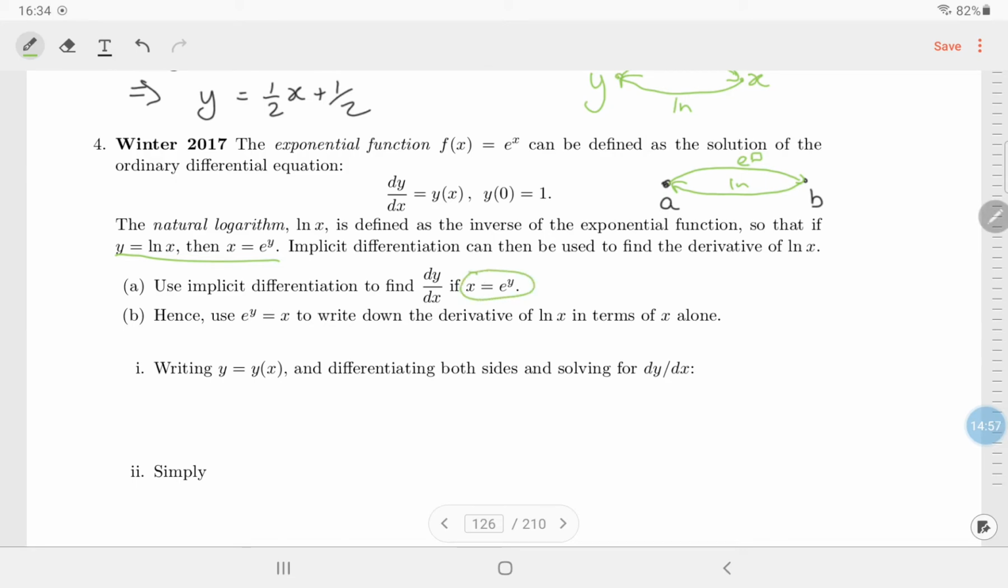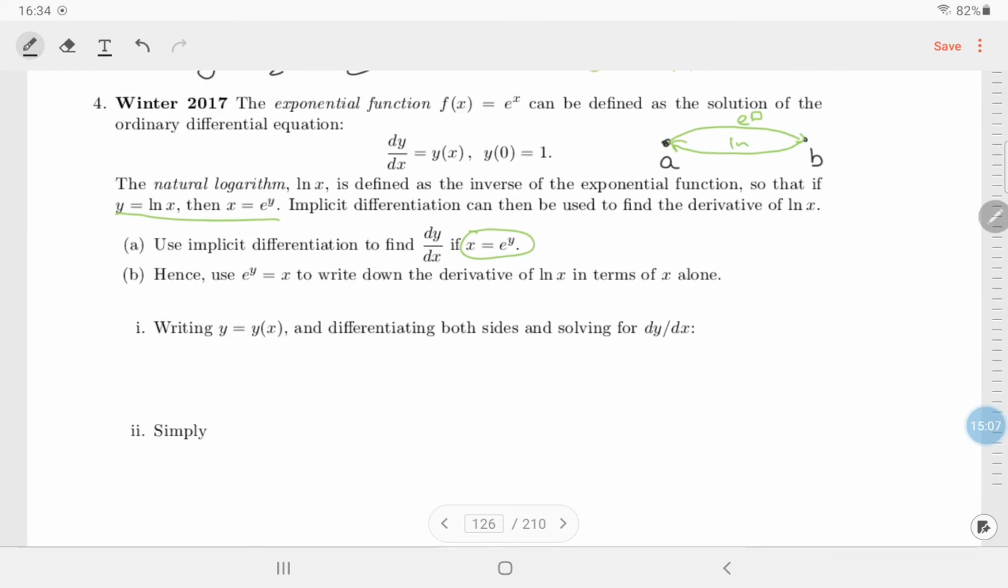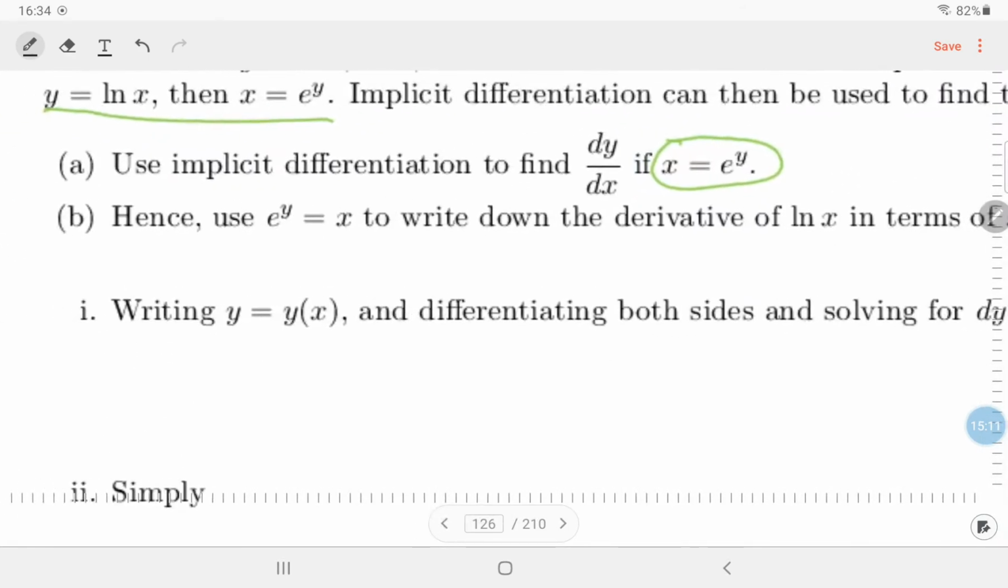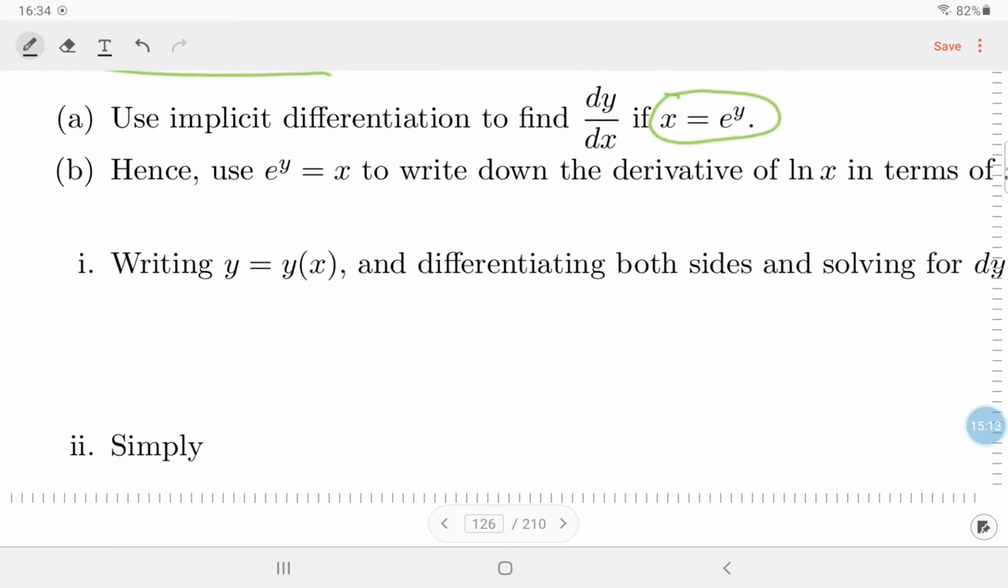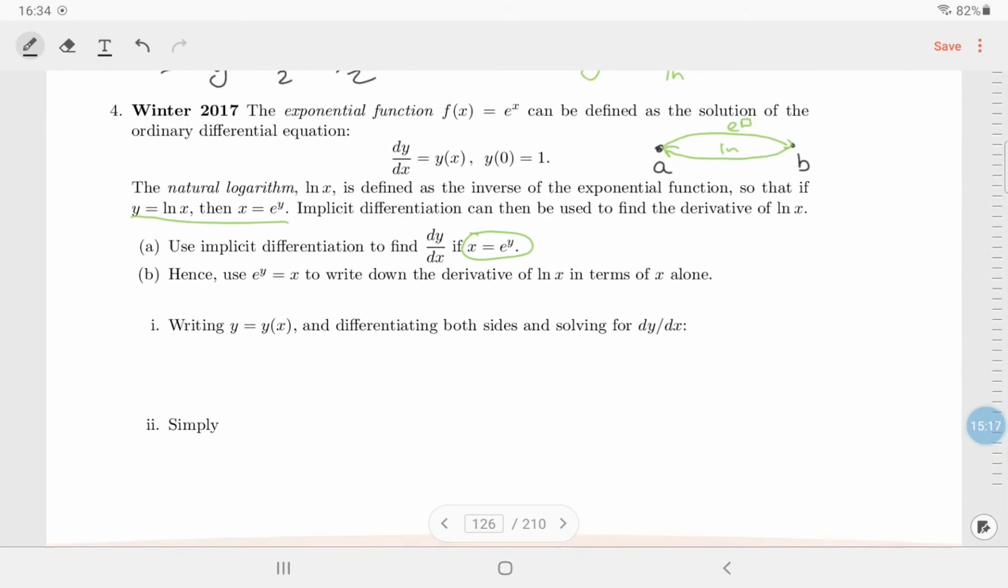And then the thing is, use implicit differentiation to find dy dx. Now, what is y? Y actually is log. So let's see how this goes. You can follow what's going on, or you can just answer the question. If you just zoom in on the question, it says use implicit differentiation to find dy dx if x equals e to the y. So you don't, strictly speaking, have to understand all the theory here.